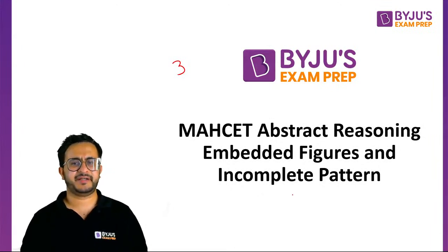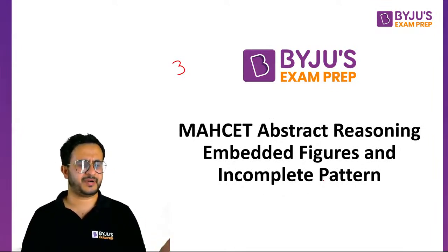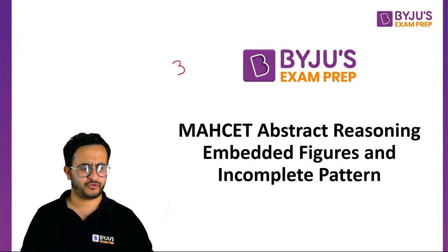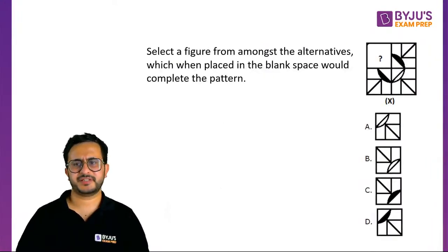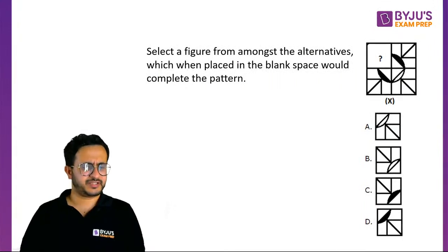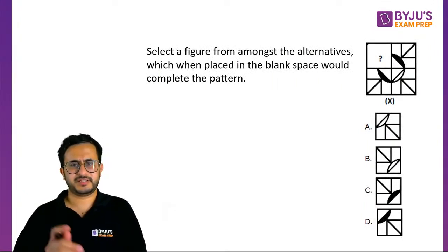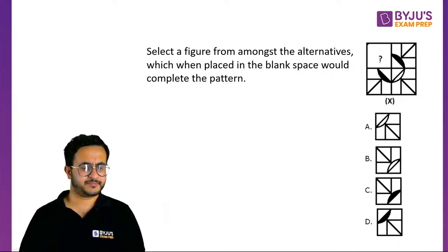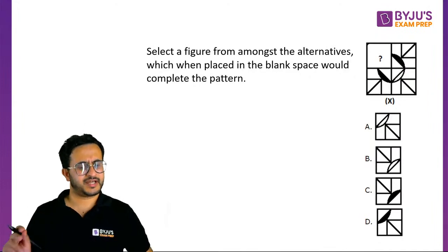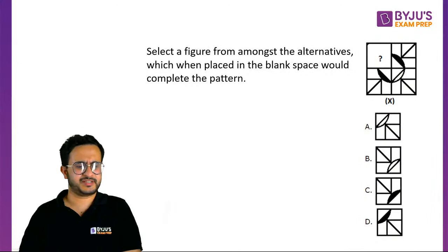And incomplete pattern is like 4 parts, 3 parts are given to you and you have to find the fourth part, or maybe 6 parts, you are given 5 parts and you have to find the remaining one. So let's start with the questions. This is what incomplete pattern is: 3 parts are given, you have to find the fourth part. These questions are quite easy, except in very few cases they might have complicated questions, but normally these are easy questions.